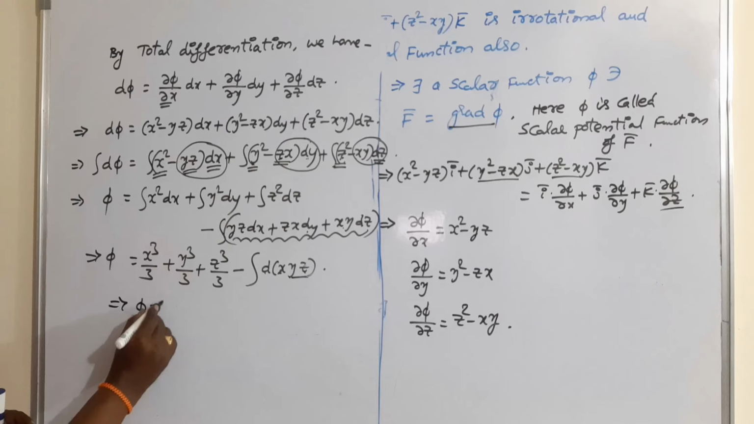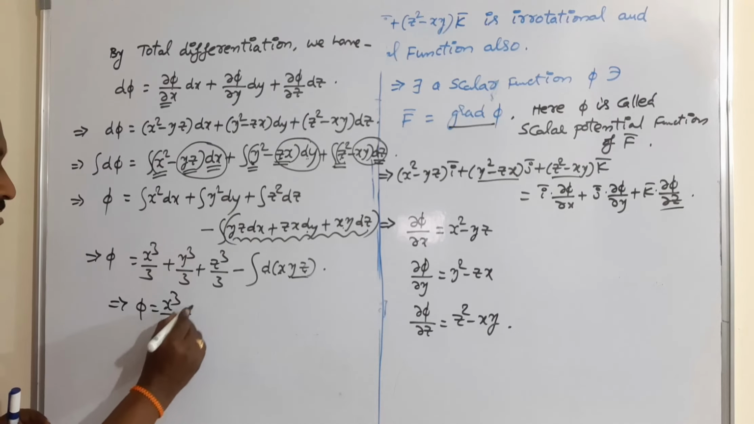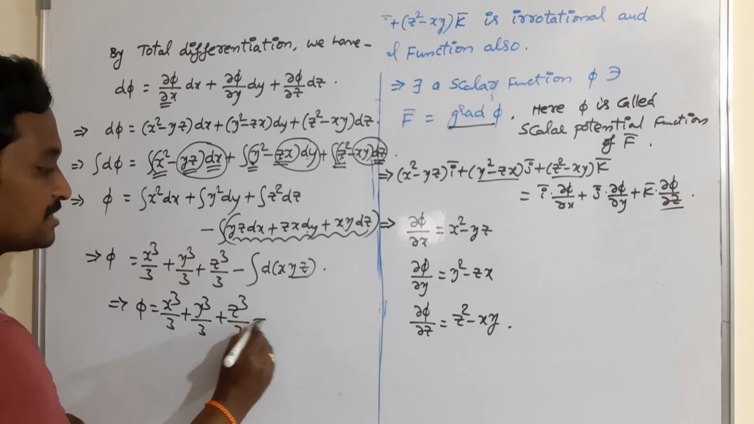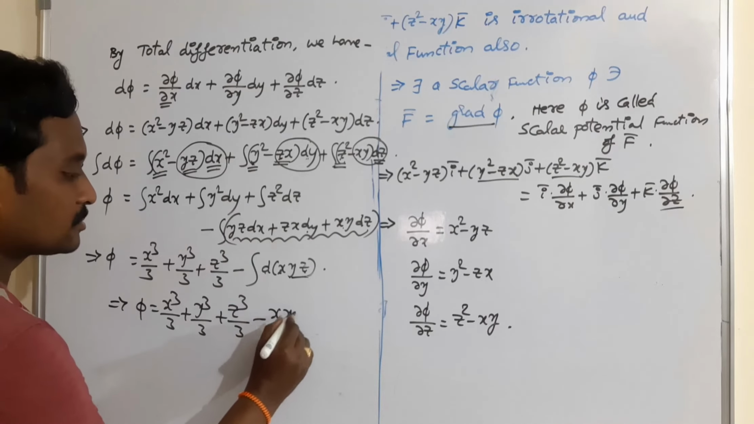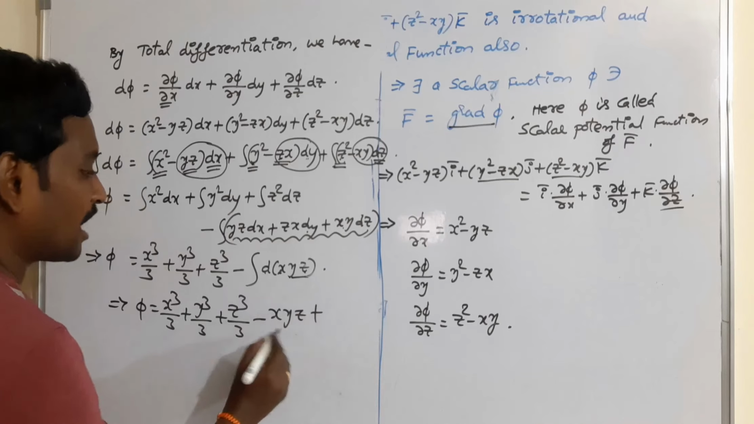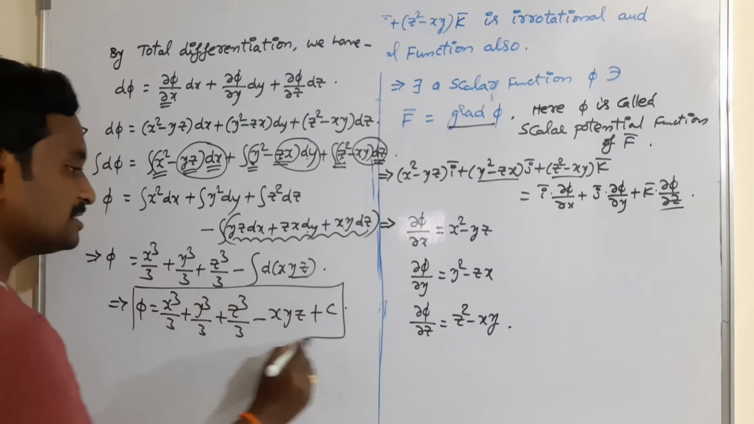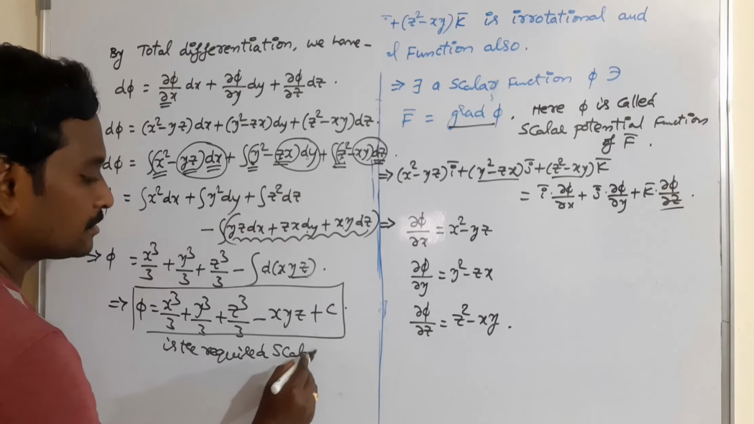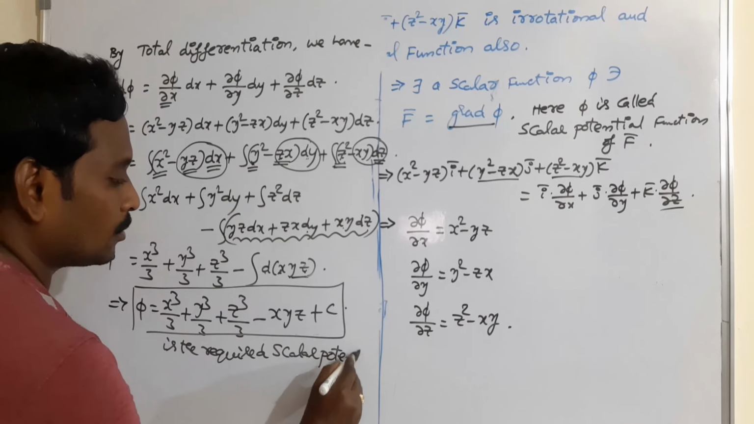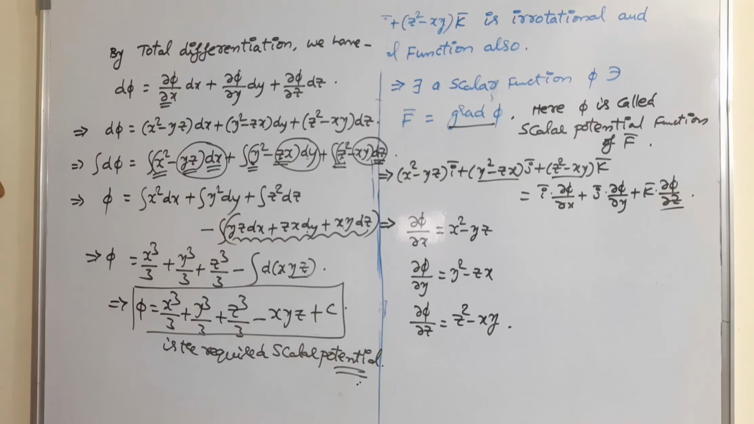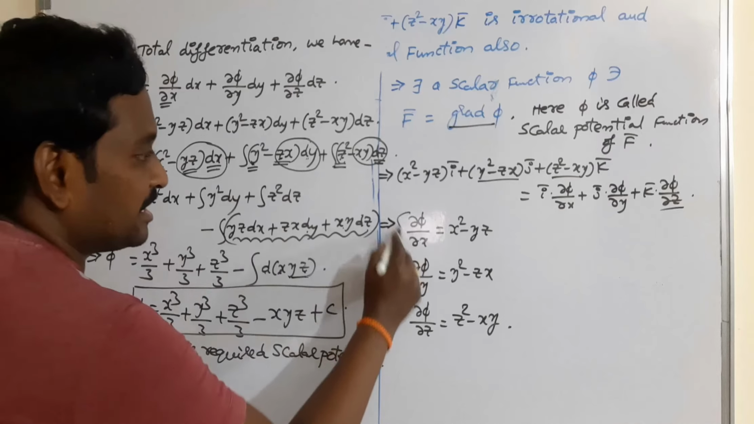So phi is equal to x cube by 3 plus y cube by 3 plus z cube by 3 minus, derivative and integration getting cancelled, so you will get only x plus y plus z. After completion of integration, you should add a constant c. So this is the required scalar potential. So what is the important thing to calculate the value of phi from these three equations?